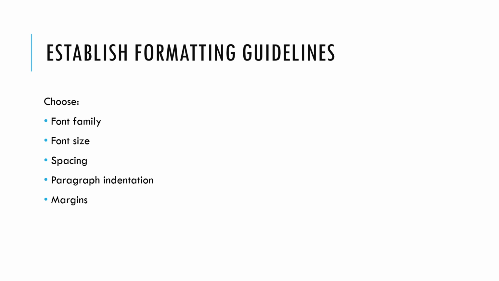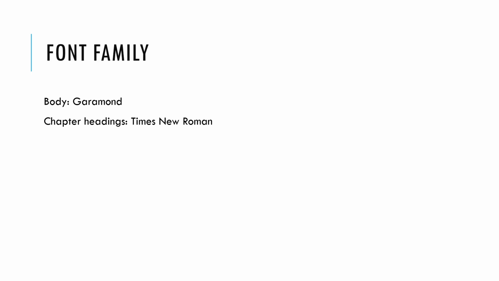Before you begin to format your book, it is a really good idea to establish formatting guidelines that you are going to use for yourself. For example, choose a font family, a font size, spacing, paragraph indentation, and margins. I'll give you a couple examples. In this course, we are going to use the font family, Garamond, for the body of the book. Chapter headings, we're going to choose Times New Roman. What we want to do is eliminate the guesswork.